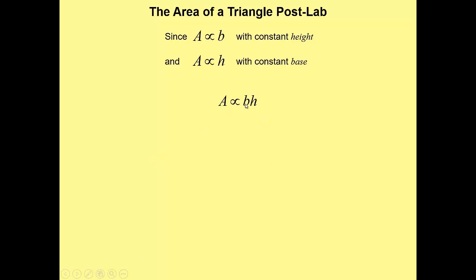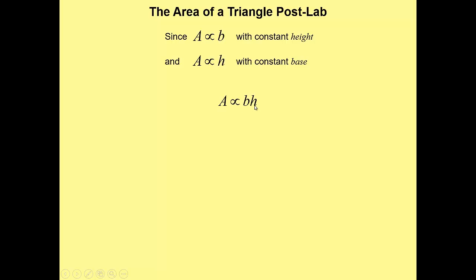So let's say we don't change the base, but we double the height, right? We did that in part of the lab, right? We don't change the base and we double the height. We know that we should get twice the area. Well, that's what happens if we multiply, right? If we think of the base as being 1 because we don't change it and the height is doubling, 1 times 2 is 2. We get 2 times the area.